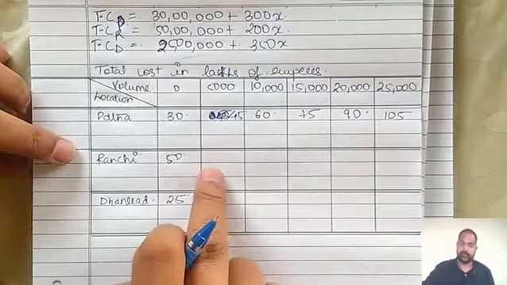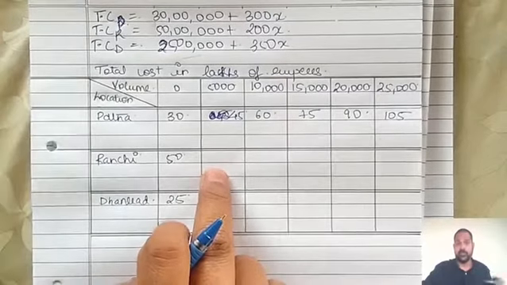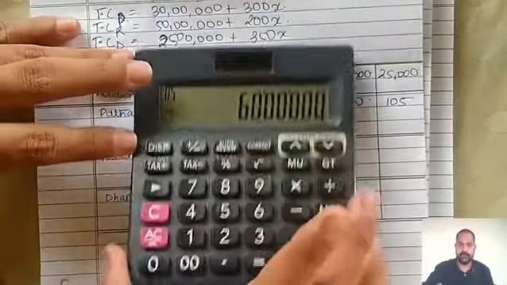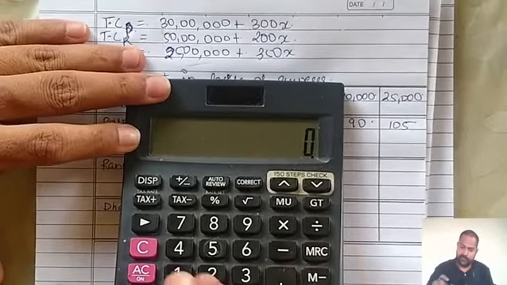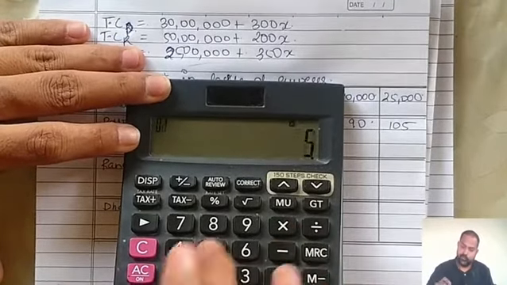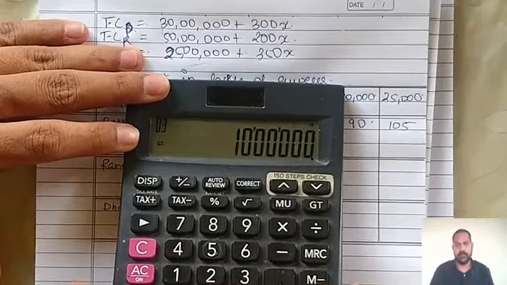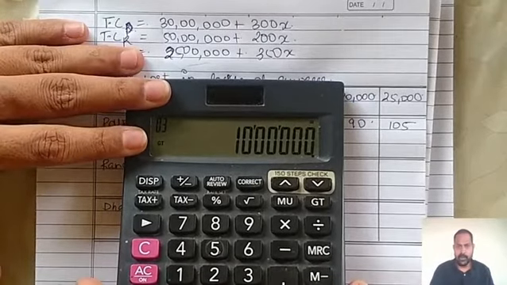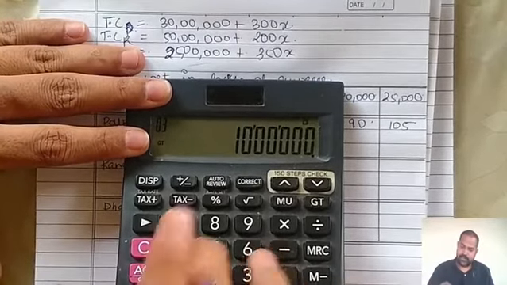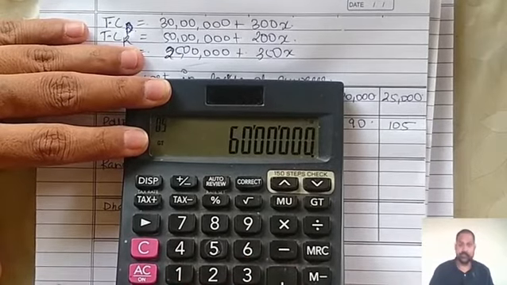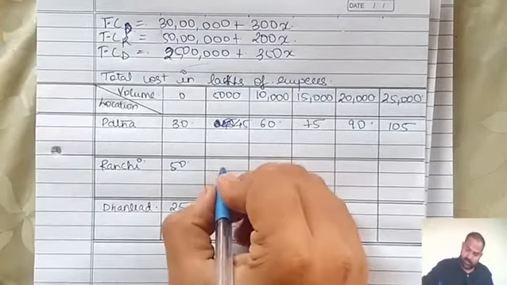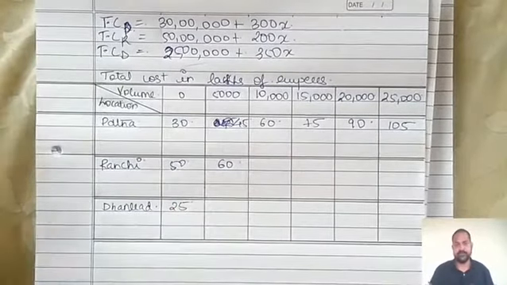Same here. For 5,000 units, it is going to be 200 into 5,000, which is 10 lakh. 10 lakh plus another 50 lakh is going to be 60 lakh. So this is 60 lakh.